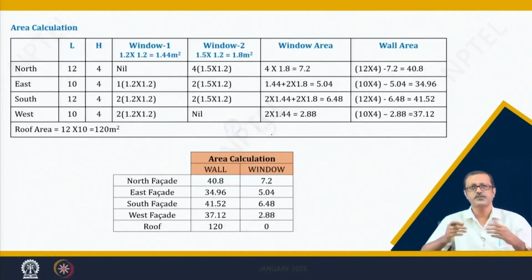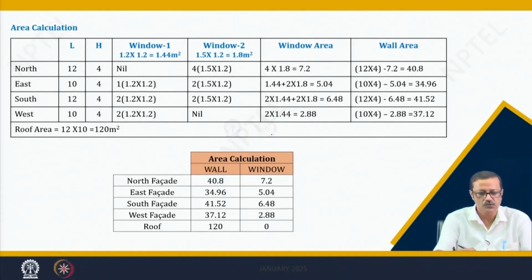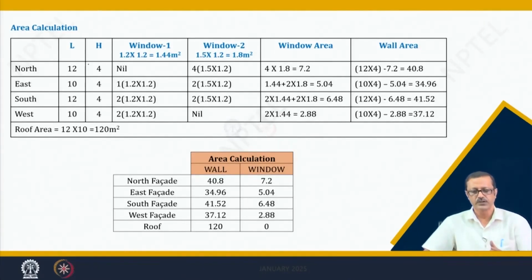First of all, we have to take all the north, east, south and west directions, which are also mentioned here. The longer sides are north and south. So, the north and south walls are 12 meter by 4 meter, because the height is 4 meter, whereas the east and west are 10 meter by 4 meter, and the roof is 12 meter by 10 meter. Those L and H values are mentioned in a column. Window 1 and window 2 are also given.